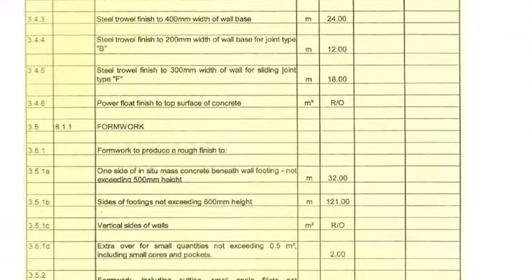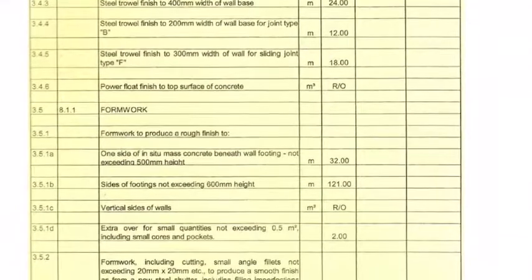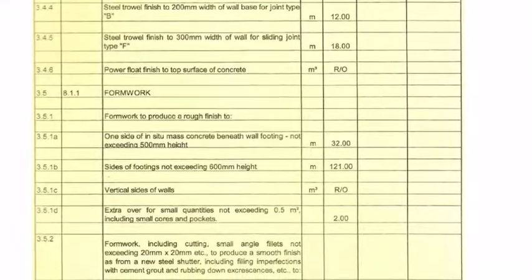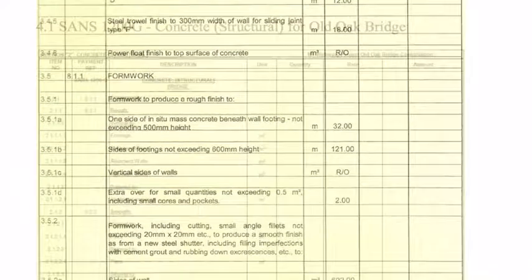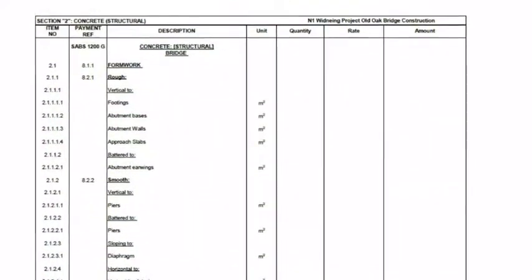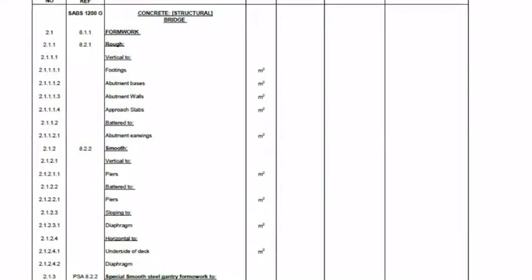Another difference for this section was that the items were not grouped by their inclination, either vertical, battered, sloping or horizontal. Rather, they were each described separately.